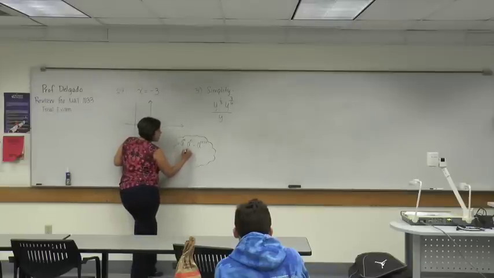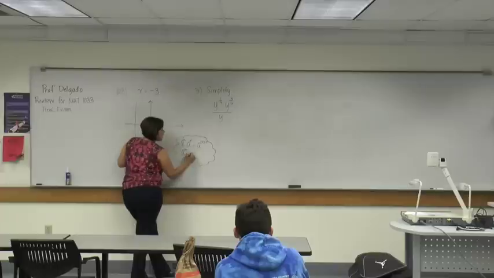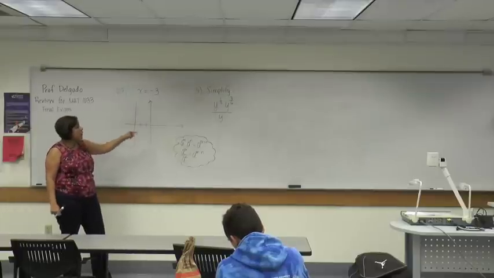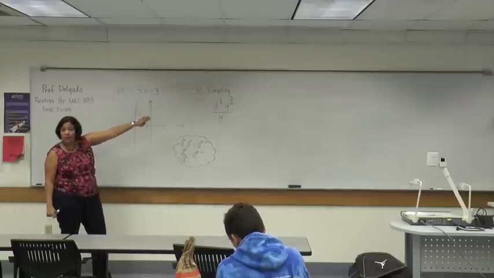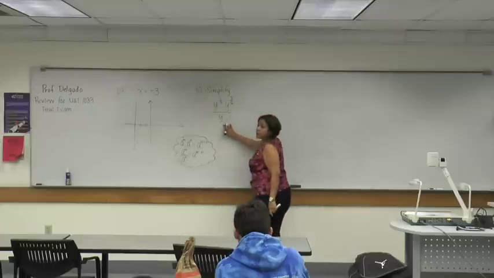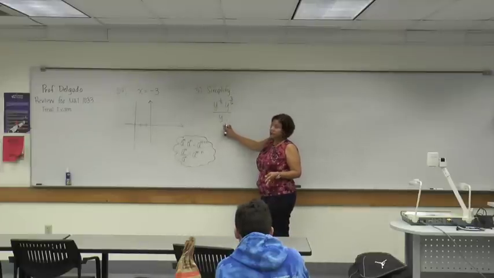Quotient rule says if we're dividing 2 powers that have the same base, I can write this as a single power where we subtract the exponents. Okay? So I'm going to have to use both of these rules because we have a product and a quotient. All 3 of those powers have the same base, and that's really important.